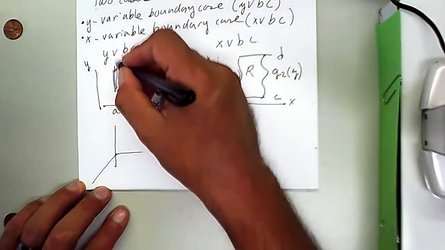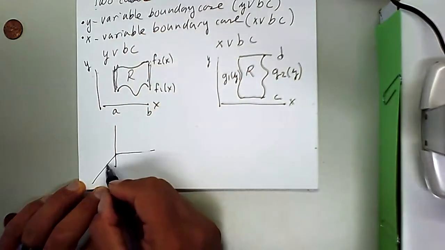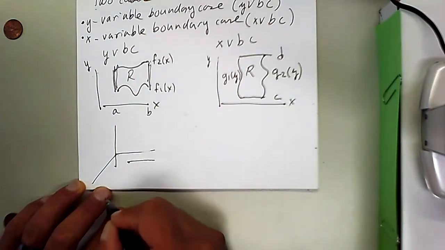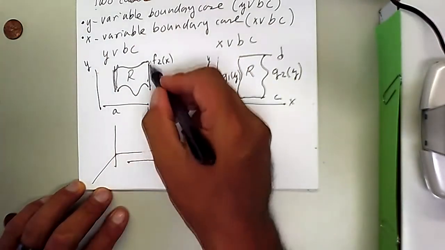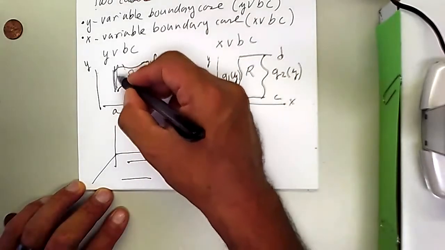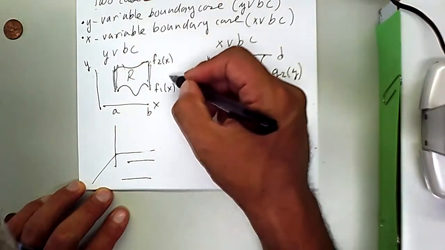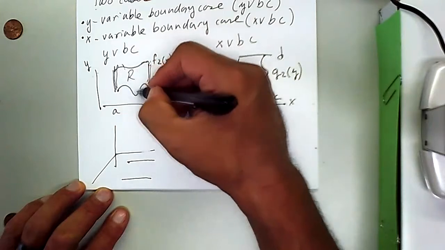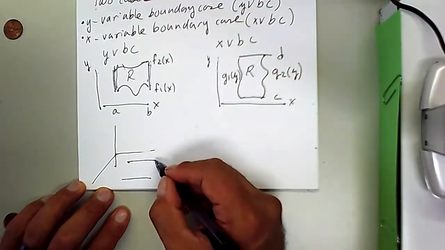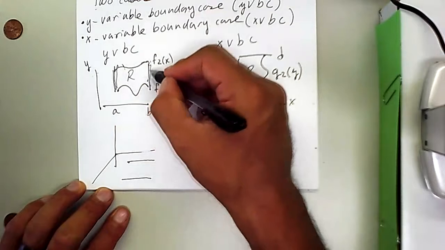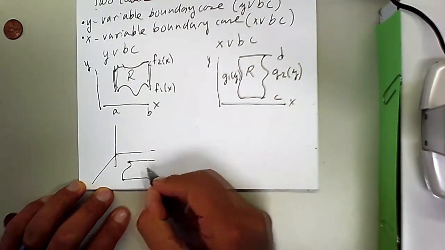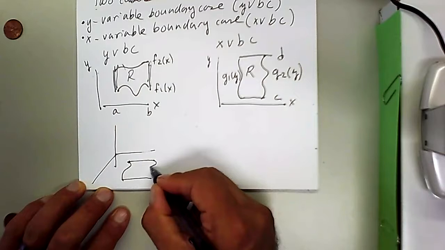So this X is constant. That means that this X, which would be A, would be constant. And this X would be constant. So again, constant. And the shapes of the up and down boundary are non-constant. So this, we could have some kind of curve and some kind of curve here.